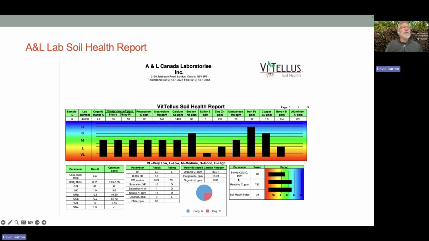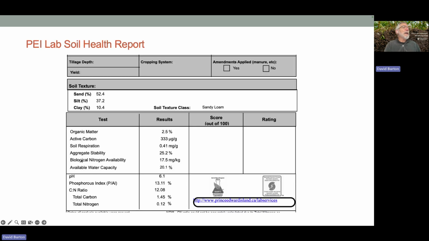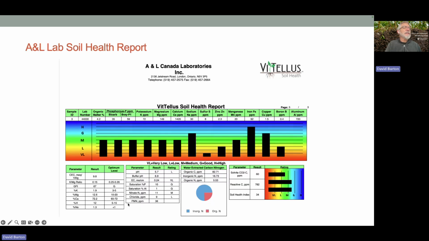They report the Solvita CO2 as a respiration measure, but it is also used to predict nitrogen mineralization potential. They have a potentially mineralizable nitrogen number, which is similar to the nitrogen potential measurement that the PEI lab does as part of their BNA test. This is the biological nitrogen availability. That's a measure of nitrogen mineralization potential. This is the same sort of test, although this one's measured by the CO2 burst method. And they'll also place that rating in context, whether your ratings are low, medium, or high relative to other producers.